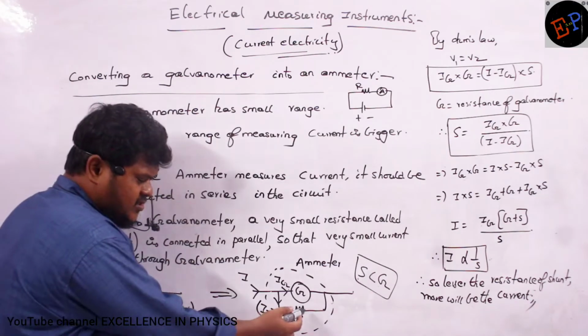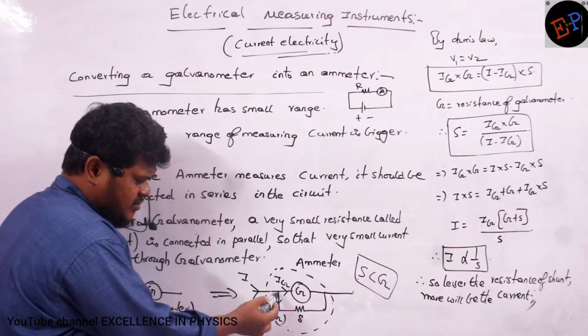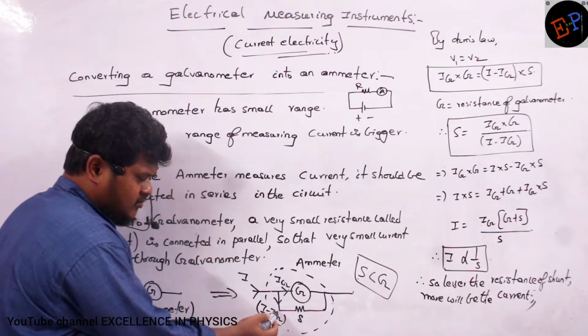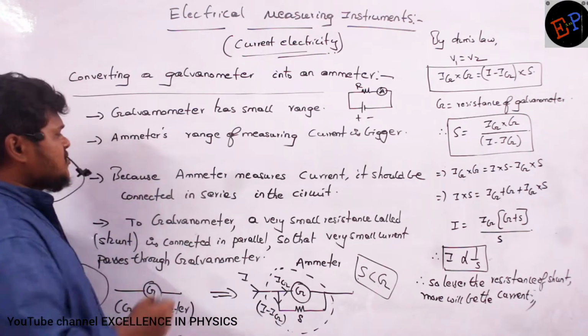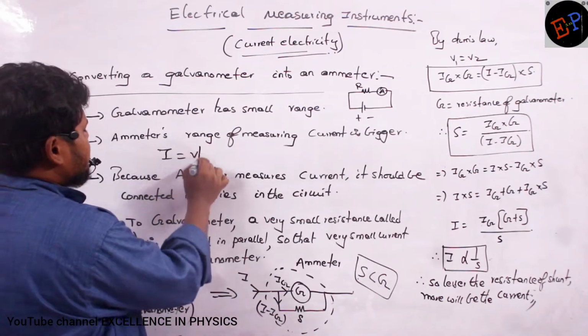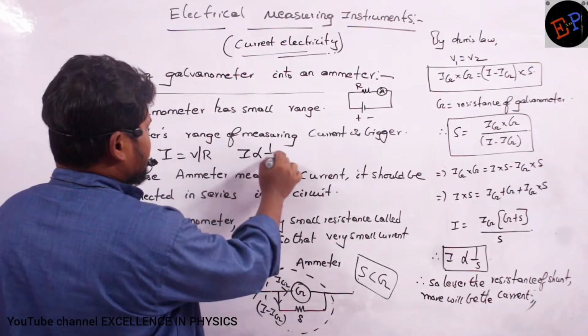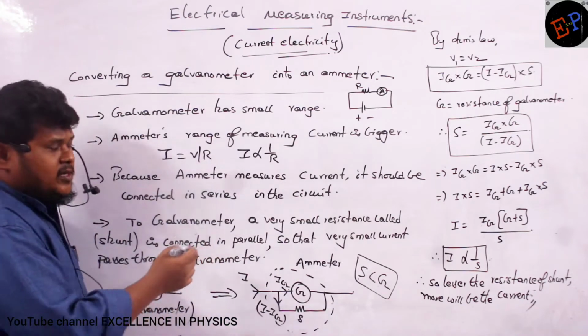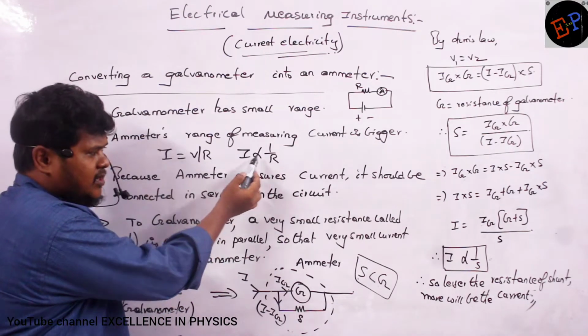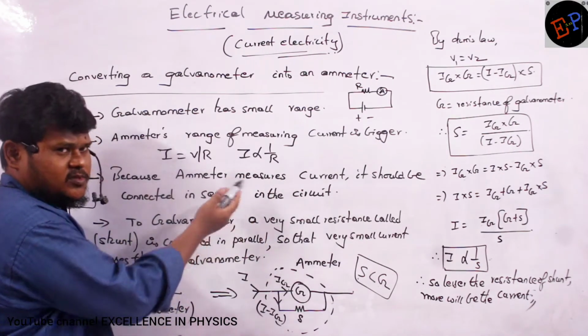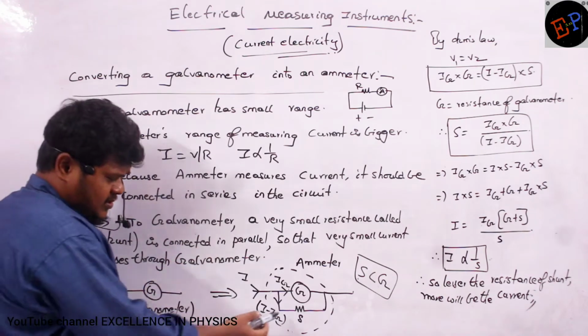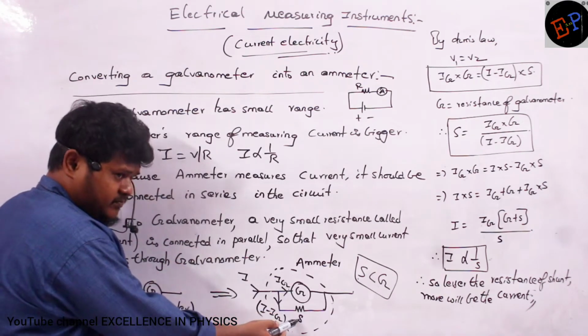See, if resistance is very small, maximum current will flow through this shunt only, no? What is Ohm's law? Ohm's law is I is equal to V by R. Clear, no? It means I is inversely proportional to R. If resistance is very small, the current flowing will be very large. This is Ohm's law, no? Are you able to understand? So here, the shunt is very small.